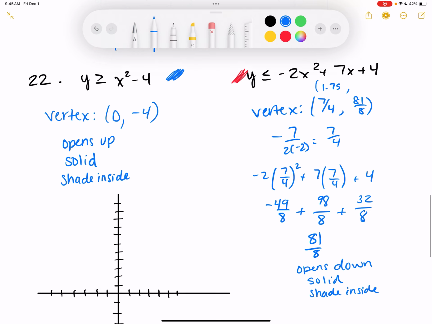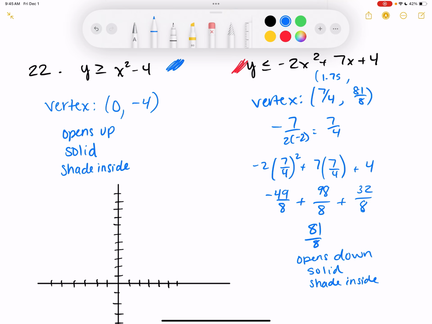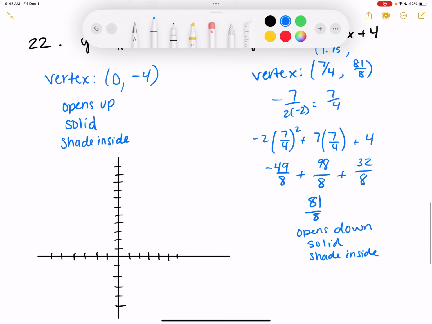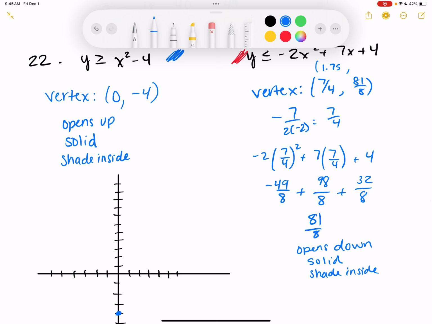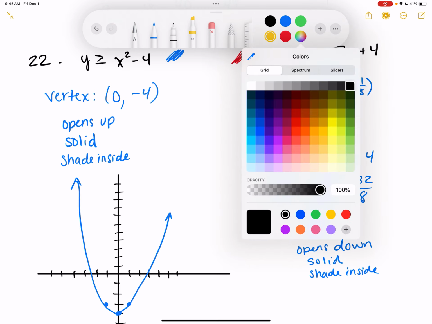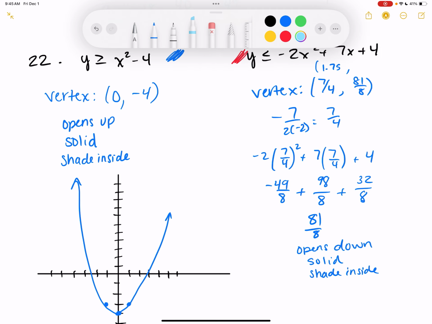So at (0, -4), I have a vertex. If I plug in 1 to get the other point, I've got 1 minus 4, which is negative 3. Then 1 away on the other side. Solid, we said, so I'm going to go ahead and graph that. Shading, I'm just going to use a lighter shade of blue. So I shade inside.